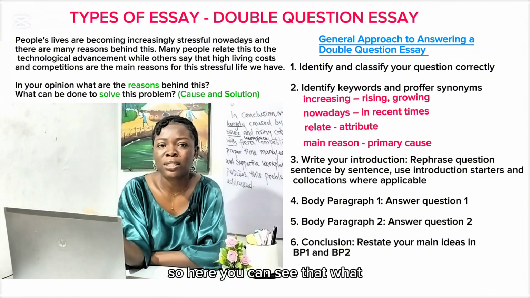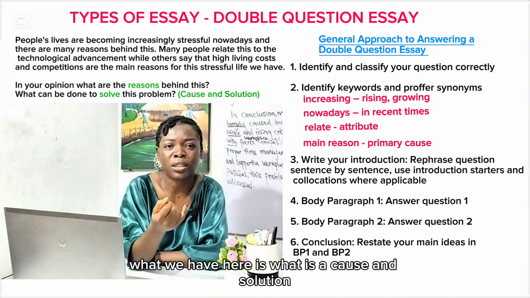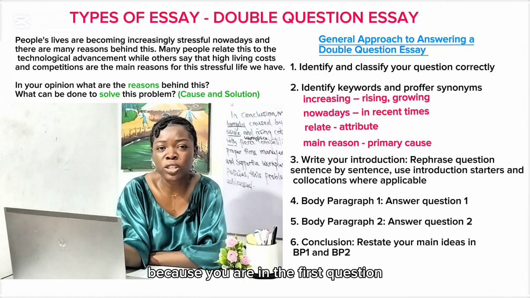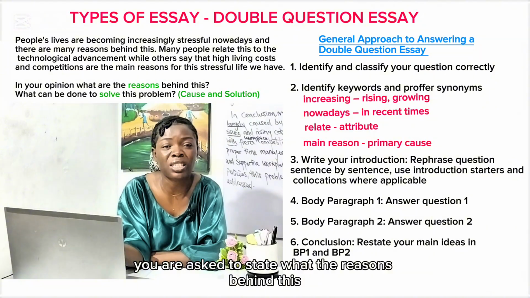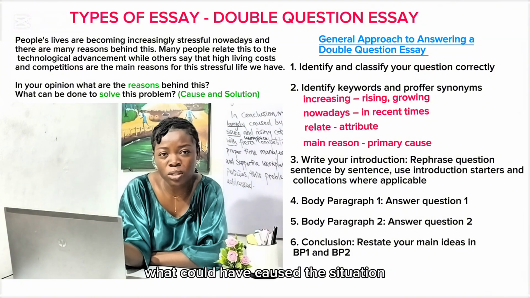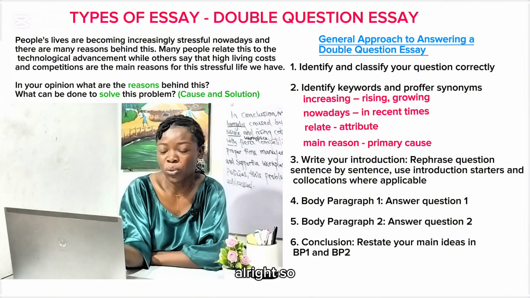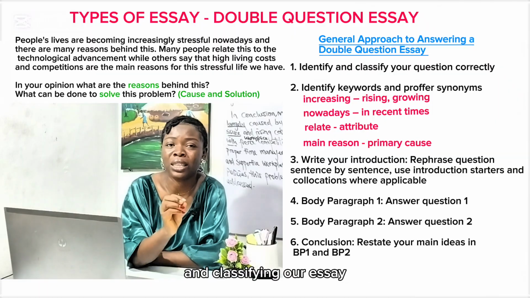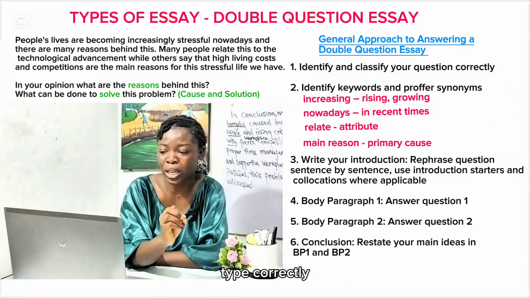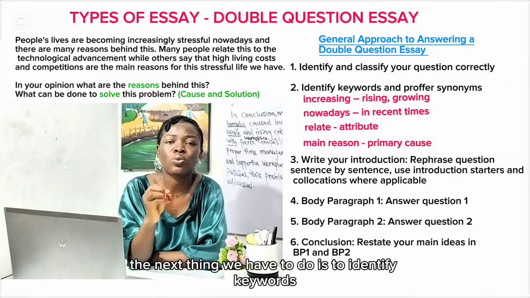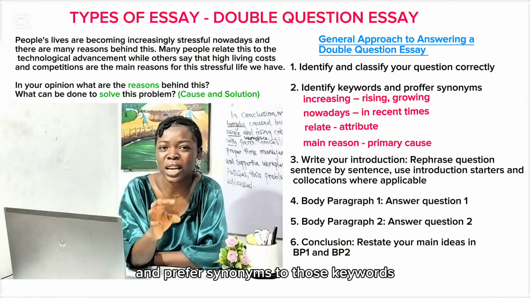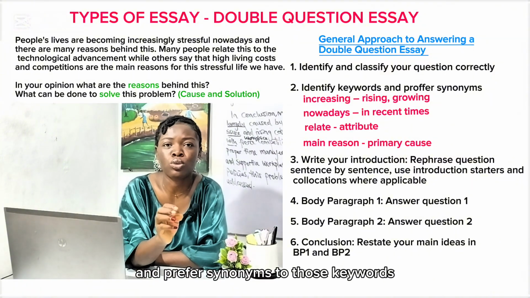So here you can see that what we have here is a cause and solution essay, because in the first question you are asked to state the reasons behind this, what could have caused the situation, right? So now that we are done identifying and classifying our essay type correctly, the next thing we have to do is to identify keywords and prefer synonyms to those keywords.